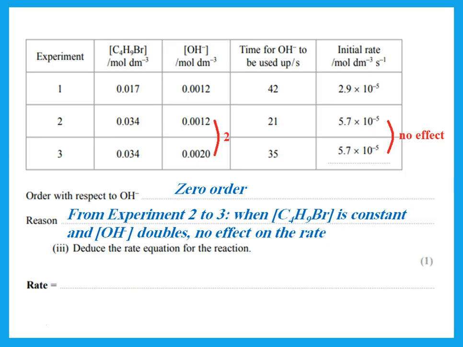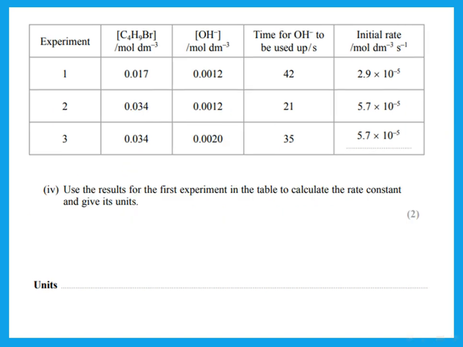Now, he's saying write the rate equation. How do we write rate equation? We said the rate is equal to K times the concentration of C4H9Br to the power 1, because we said that's first order. We don't put the hydroxide, or you could put the concentration of hydroxide to the power 0, which really is just 1.